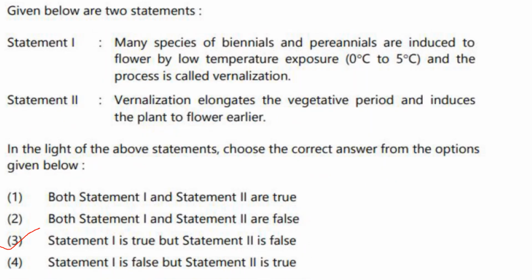Then next one. Many species of biennials and perennials are induced to flower by low temperature exposure, 0 to 5 degrees Celsius, and the process is called vernalization. That's correct. Vernalization elongates the vegetative period and induces the plant to flower earlier. That is not correct. Vernalization shortens the vegetative period and induces flowering earlier. It is not elongating. So statement 1 is correct, statement 2 is false, and your option is option 3.